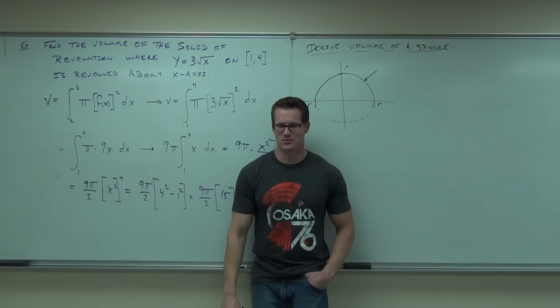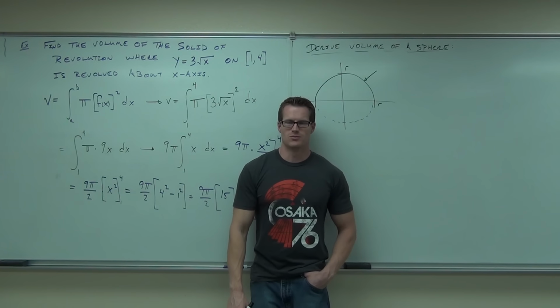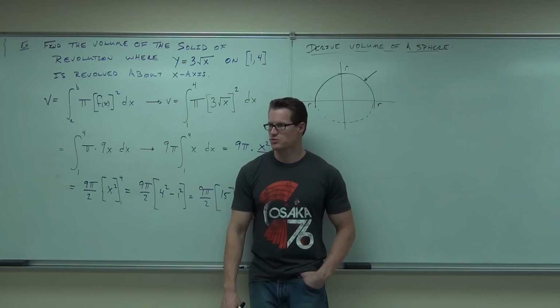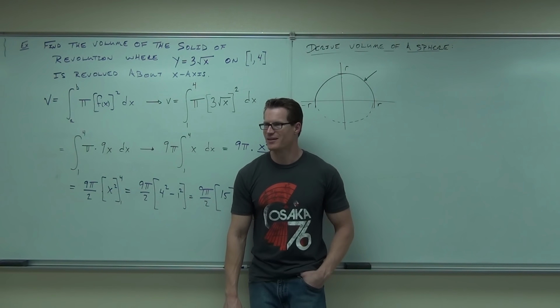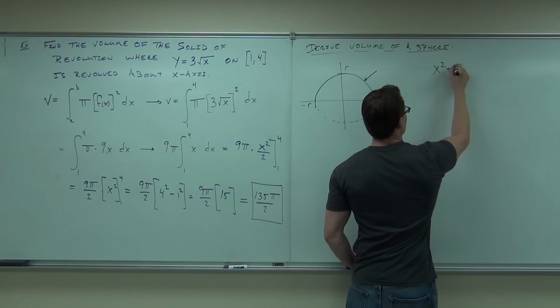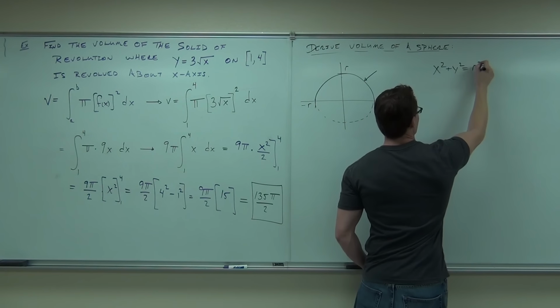X squared plus y squared equals radius squared. Yeah, you kind of need to know that one. That's how you get circles. X squared plus y squared equals radius squared. Very good.